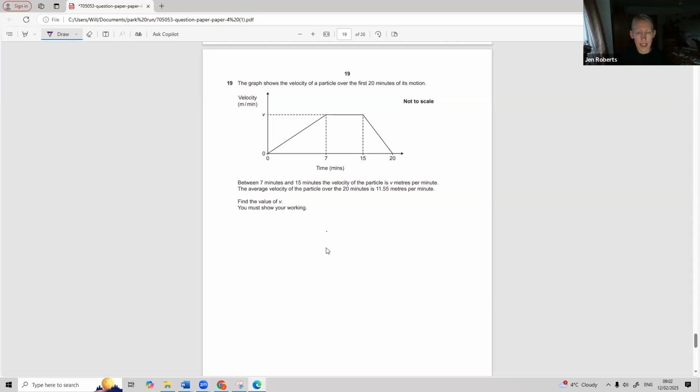We know we can get the distance by finding the area under this graph. So let's start looking at our distances. We're given the average velocity here, aren't we? So what's your distance here? Half base times height. So half 7 times v would be 3.5v.